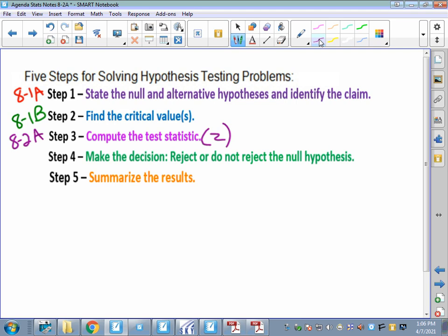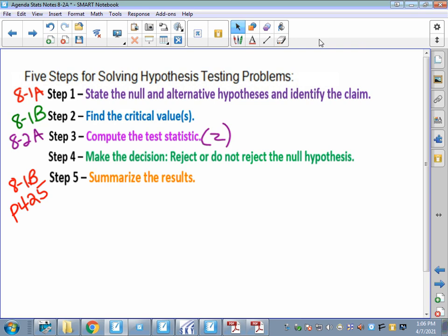Summarizing the results was in section 8.1b, and I believe it's also on page 425 in your book. That's where we say, oh, there is not enough evidence to support blah, blah, blah. And yes, you have to summarize every single time. That's part of the whole hypothesis testing process. So here are our 5 steps. We're going to stick with them very faithfully.